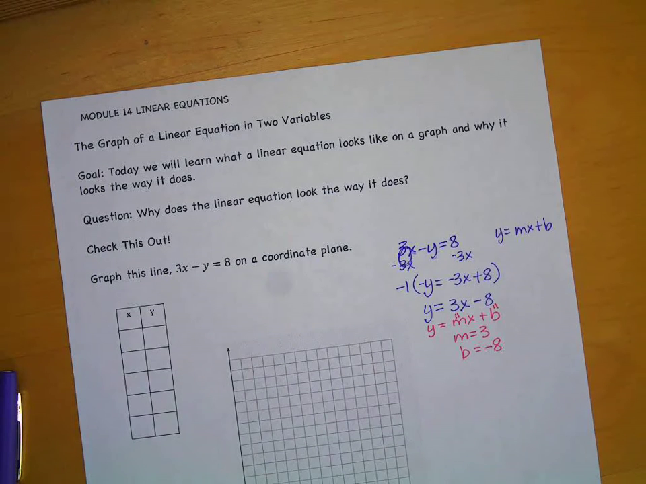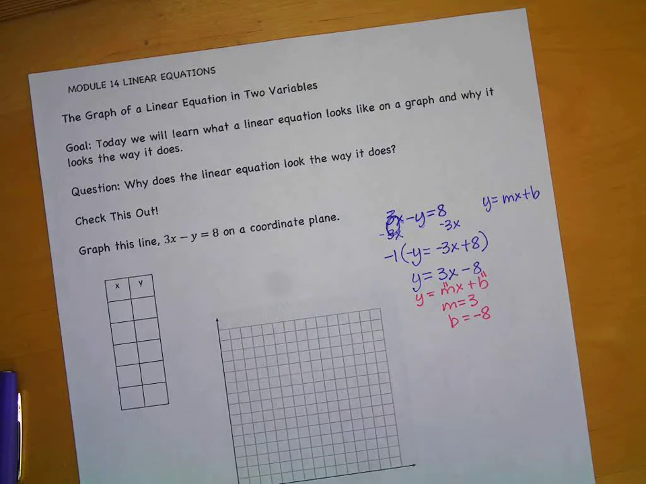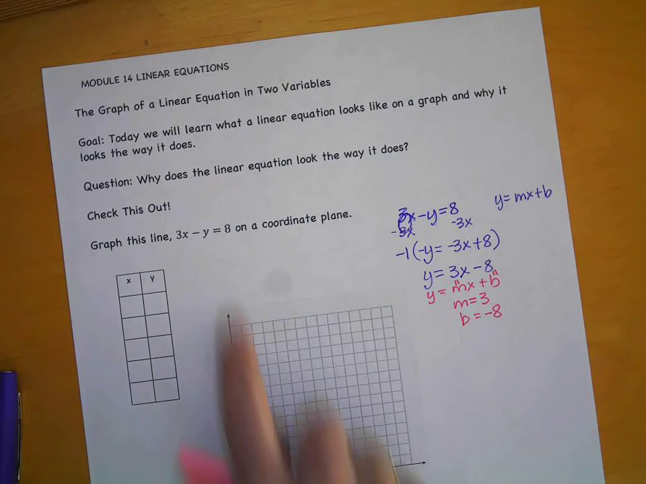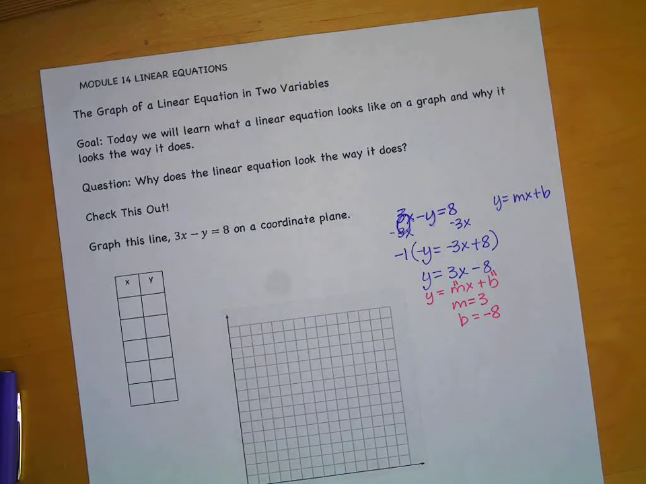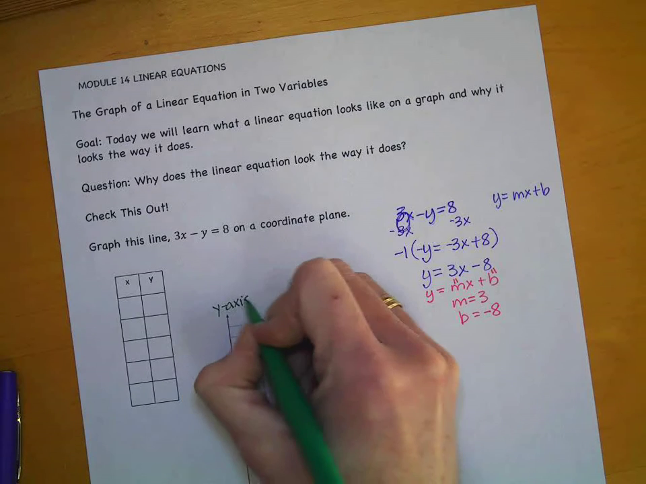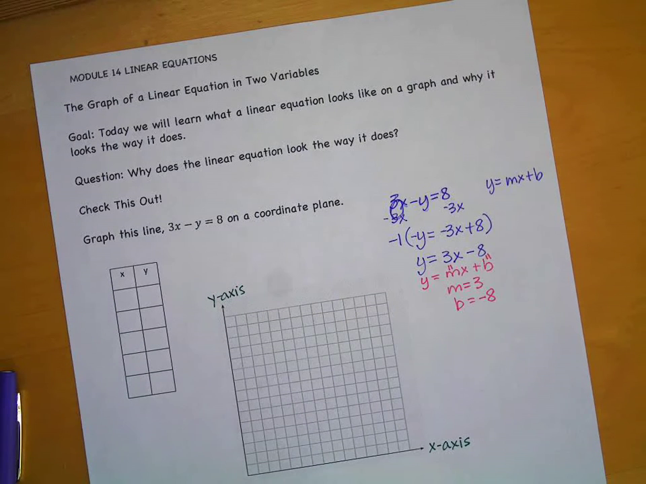Now, some of you are going, okay, why in the world did she do this? Well, the reason that I did this is because if you remember what I taught you in the last lesson, I told you that the b tells you where it crosses the y-axis. So if we go back to labeling, which we're always supposed to do on our graph, we know that this is the y-axis, and we know that this is the x-axis.